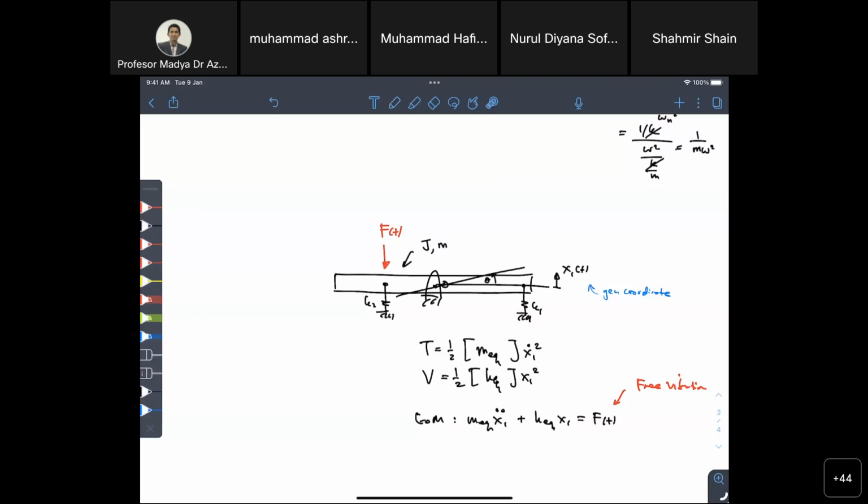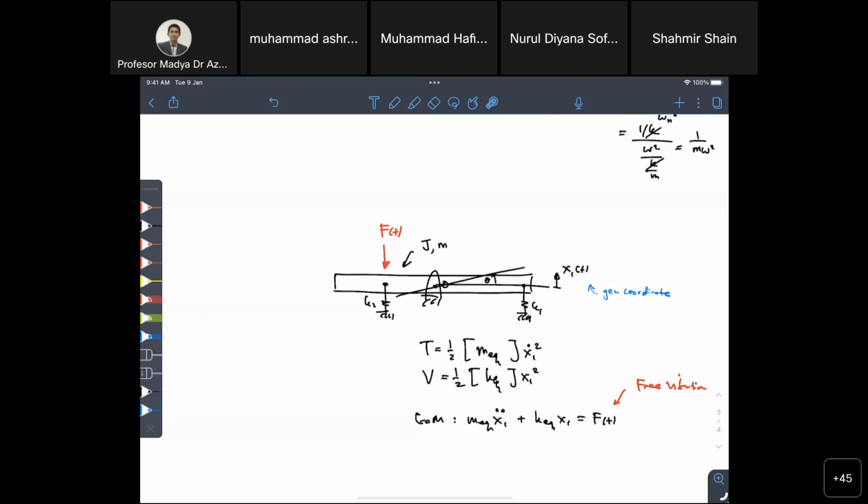So what happens if Ft is not here? Ft is here at the end of the spring. Or what happens if Ft is here? We cannot just put Ft straight away, because Ft can be in a different location. If Ft is at the location where you measure the generalized coordinate, then you can put Ft straight away. Yeah, if Ft is exactly here.